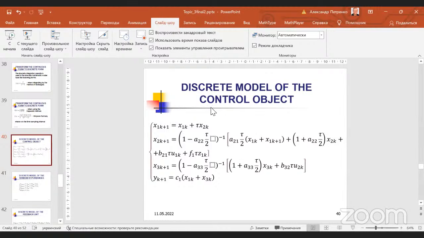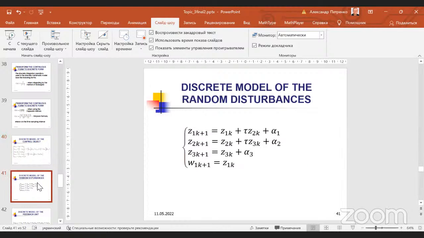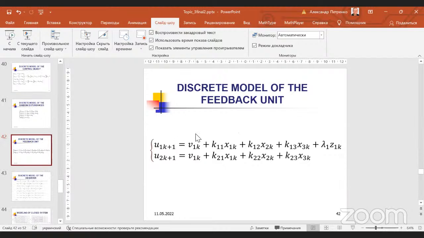And for the discrete model of the control object, if we apply the Z transform, we can obtain it in such a form. And here the mathematical model can be realized in a digital form. Here is a real algorithm which can be applied in some microprocessor technology. Also, the discrete model of the random disturbances can be presented in such a form. The discrete model of the feedback unit can also be presented in such a form.